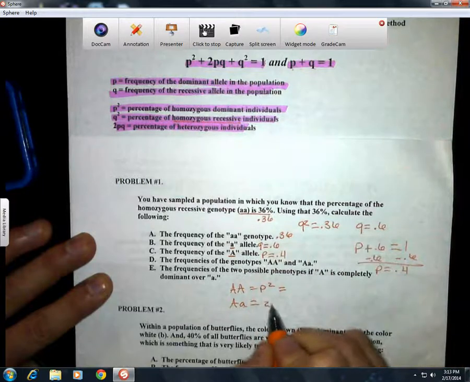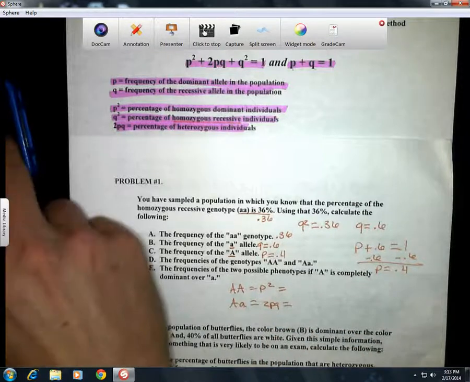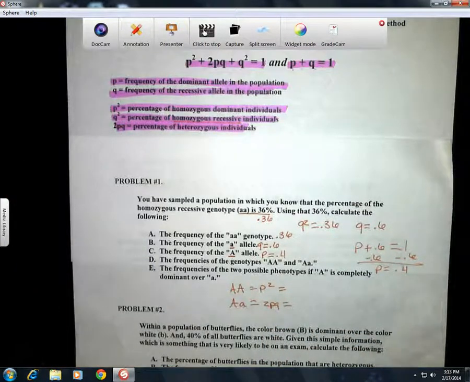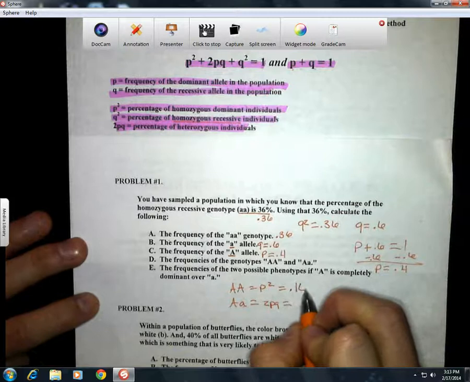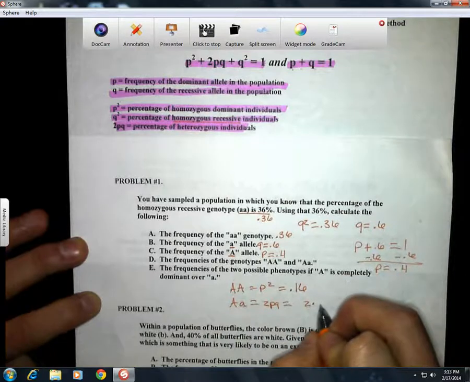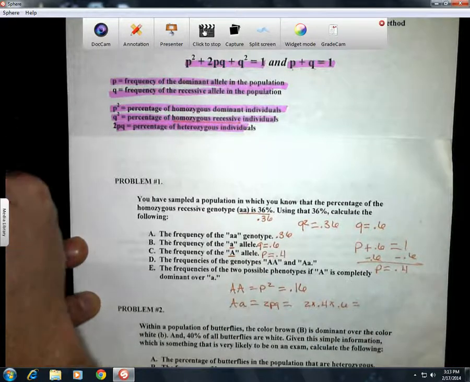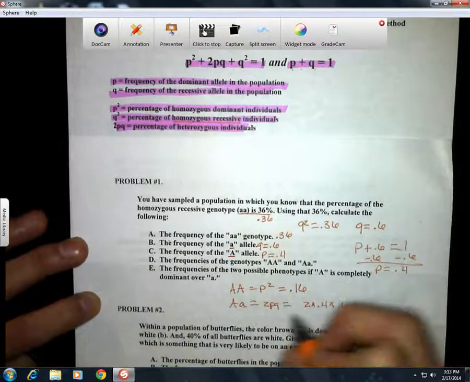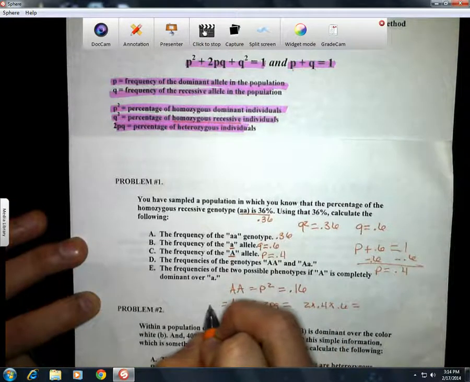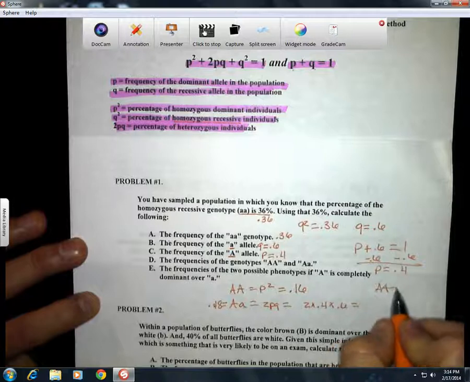Okay? So p squared, what was our p? 0.4. So we're just going to come back and put that in our calculator. So 0.4 squared equals 0.16. And then 2pq, so we'll take 2 times p, which was 0.4, times q, which was 0.6, equals 0.48. So big A little a, I'm just going to put it right here, we got 0.48. Okay? So big A big A equals 0.16. Big A little a equals 0.48.